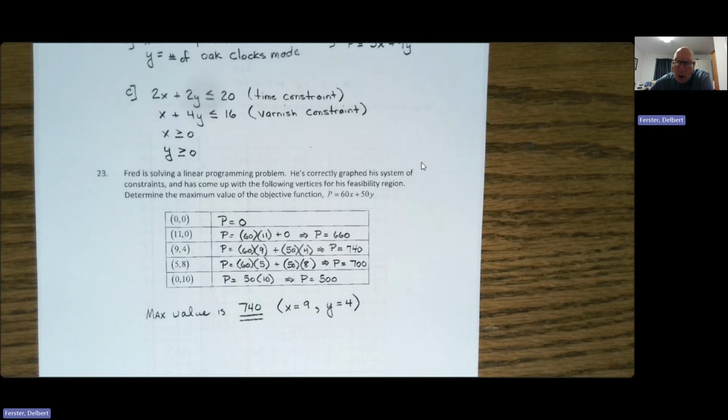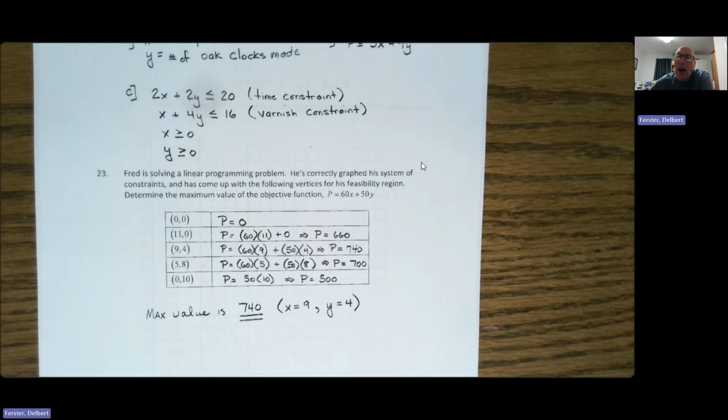And really all you have to do on this problem is plug those coordinates in for X and Y, and you are calculating a profit or a P-value in each case. Now, if you put zeros in for both, you're going to just get a profit of 0. And as you move down that right side column, what you're going to see is in each case, your X value gets substituted and multiplies 60, and your Y value gets substituted and multiplies 50, and then we find the total profit.